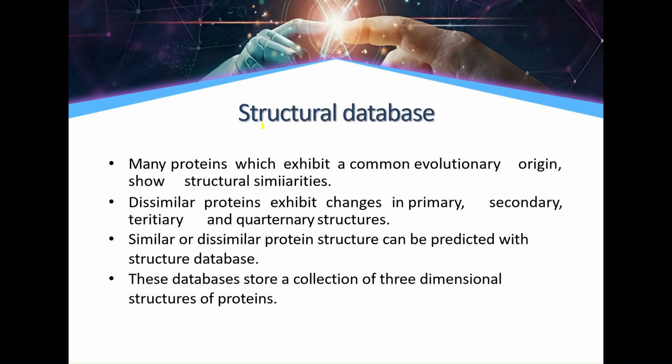Protein Data Bank. Now, what is the need for a structural database? Many proteins which exhibit a common evolutionary origin can show different structural similarities or dissimilarities. So to understand their evolutionary relationship and their function, we need a structural database so that we can see, analyze, and interpret the relationship between their sequence and their function. Dissimilar proteins exhibit changes in primary, secondary, tertiary, and quaternary structures. Basically, we see the structure of proteins in this database. Similar or dissimilar protein structures can be predicted. So it is very helpful in analyzing the similarities and dissimilarities of same sequence proteins by looking at their primary, secondary, tertiary, or quaternary structures.